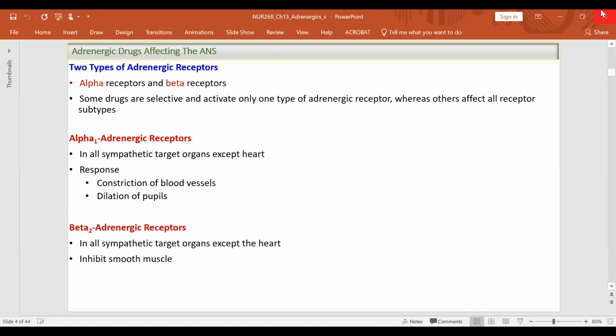So the most important part of the pharmacology is based on the interaction of these agents or medications with alpha or beta receptors. So we have alpha-1 adrenergic receptors that will be found in almost all sympathetic target organs except the heart. So the response to the activation would be constriction of blood vessels, which will result in increased blood pressure, dilatation of pupils, which is mydriasis.